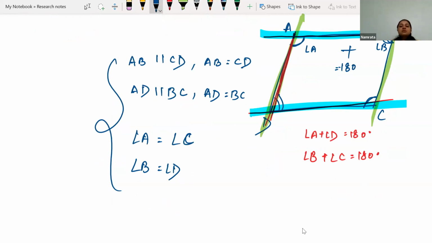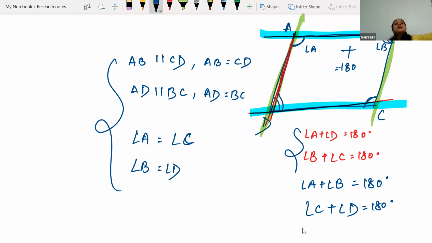These two are also interior angles on the same side of the transversal. So angle A and angle B will also be 180 degrees. Similarly, angle C and angle D will also be 180 degrees. In a trapezium, we had only one pair of parallel lines. The upper one and the lower one were parallel. So we were getting two conditions in the trapezium.